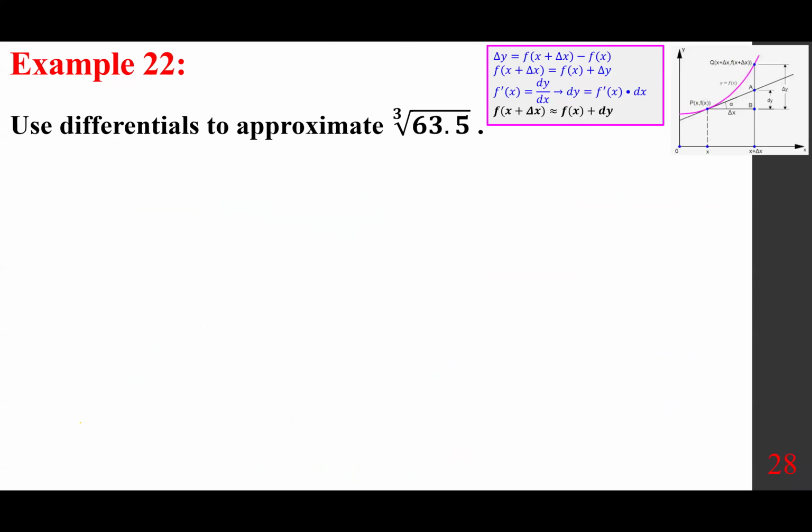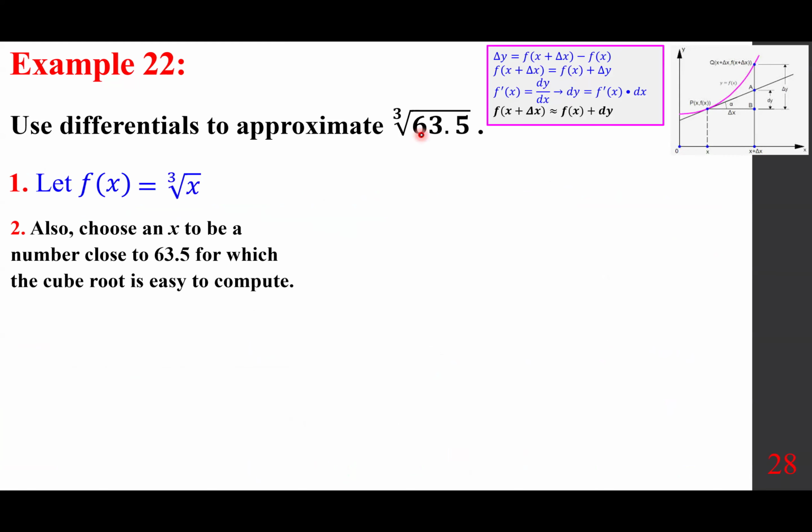We want to use differentials to approximate this. So what do we need? First and foremost, what type of a function? Just read it. Cube root of something. So cube root of x. The next thing is you need the number closest to 63.5 that you know the cube root of. Obviously, the answer is 64 because the cube root of 64, we should know it's 4.